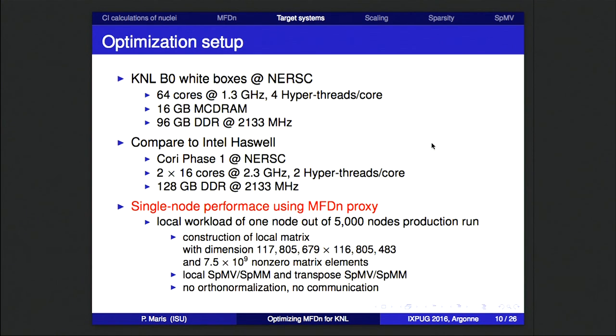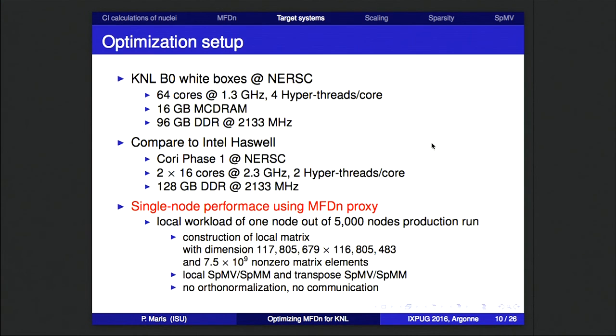The comparison is with Haswell Cori Phase 1 at NERSC, and since I don't have access yet to more than a single node there, I only look at the single node performance. However, I don't want to look at a small problem because small problems have a very different characteristic than the actual problem I want to look at.